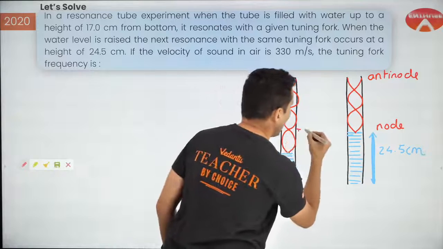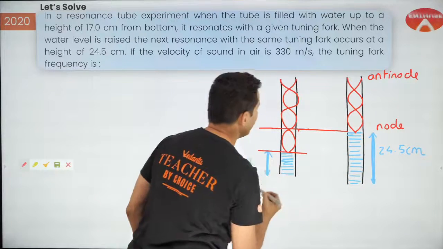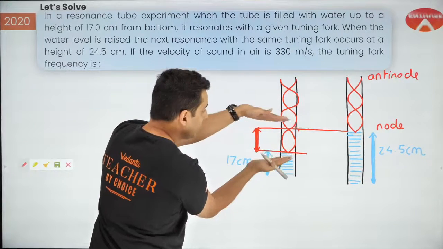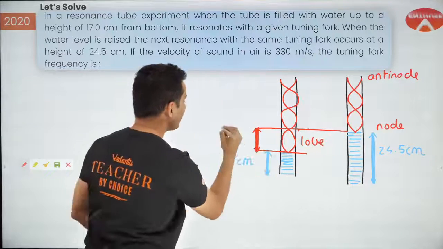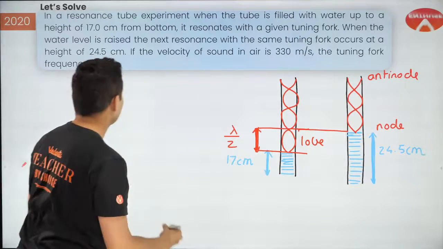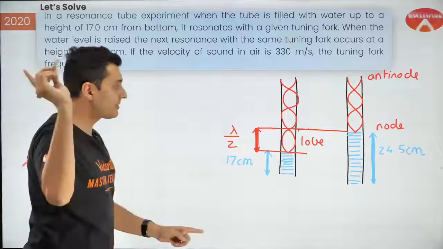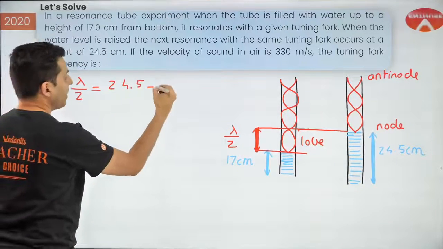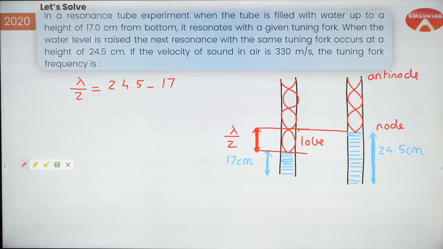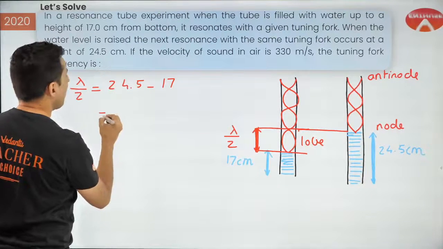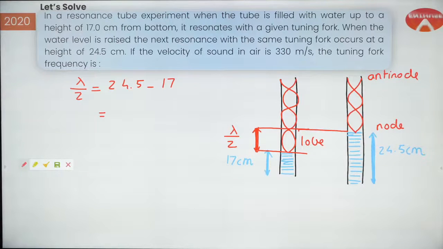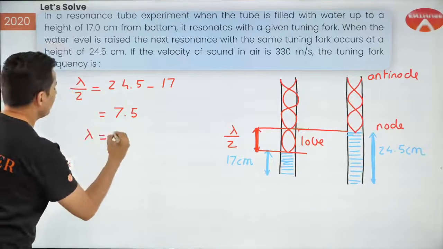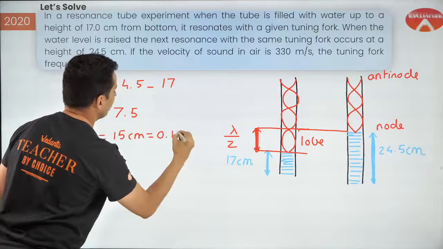Guys, now think about it. How much is this length exactly equal to? Isn't this length the length of an extra lobe? And what is the length of a lobe? Guys, isn't it lambda by 2? So lambda by 2 is actually this length minus this length. Isn't it 24.5 minus 17? So 24.5 minus 17, what will it be? Won't it be 7.5 centimeters? So won't lambda be 15 centimeters or 0.15 meters?